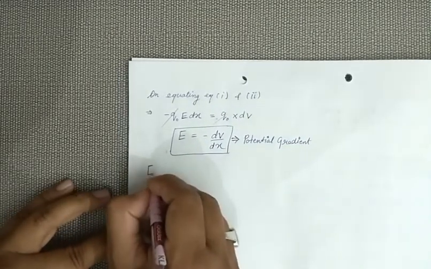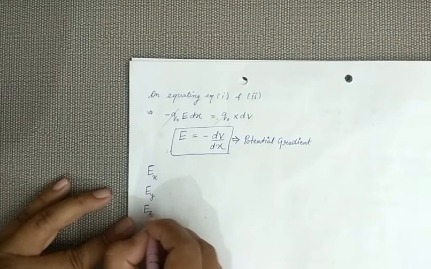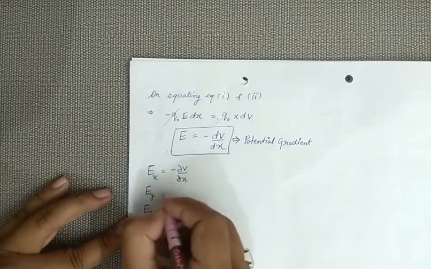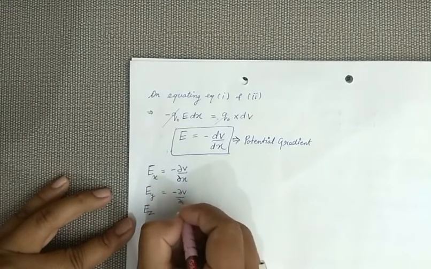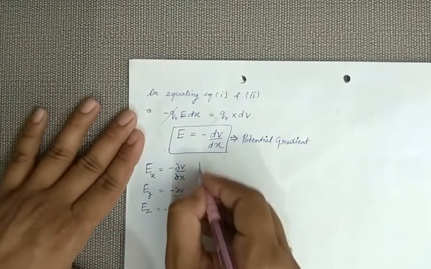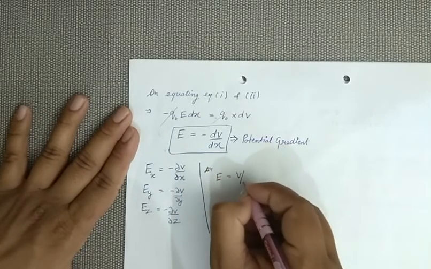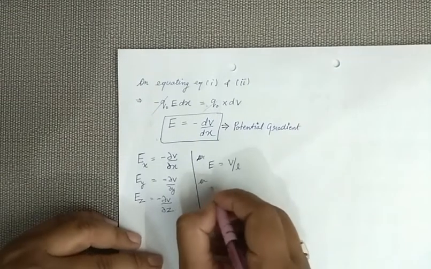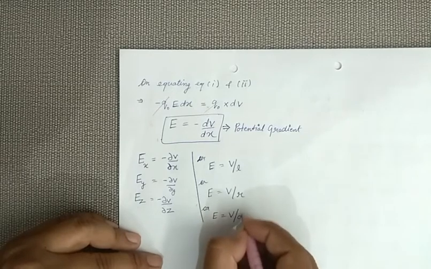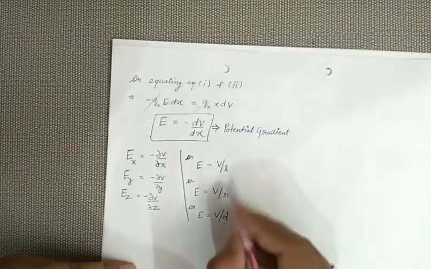So if we have to calculate the electric field in x direction, electric field in y direction, electric field in z direction, we just take minus del V by del x, meaning partial differentiation of V, minus del V by del y, or minus del V by del z. Or sometimes, solving the question, you can simply write electric field equals V by l. Sometimes it is V by l, sometimes V by r, or sometimes V by d. So we have to place the distance. V is the potential and d, l are all the distance.